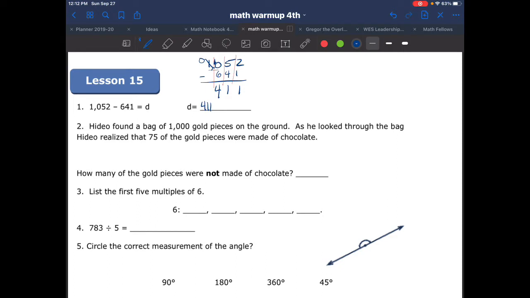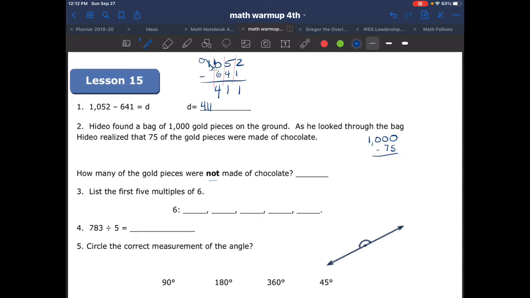Hideo found a bag of 1,000 gold pieces on the ground. Hideo is a lucky person. As he looked through the bag, Hideo realized that 75 of the gold pieces were made of chocolate. Well, so he gets a snack too. How many of the gold pieces were not made of chocolate? Well, you probably figured out that you need to take 1,000 and subtract the 75 to see how many of them are not chocolate but actually gold.